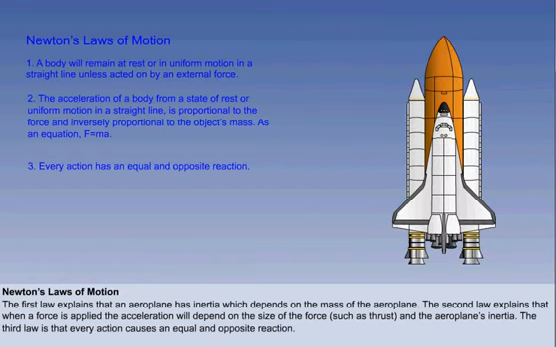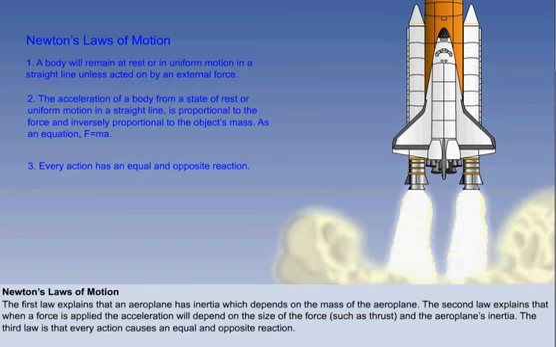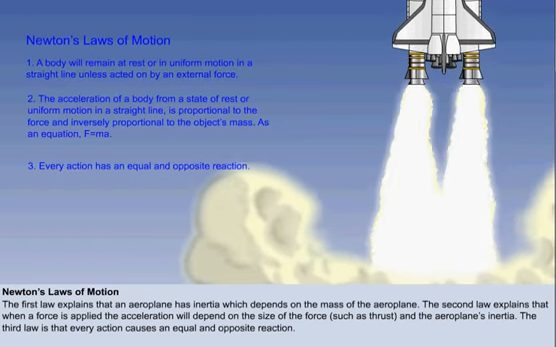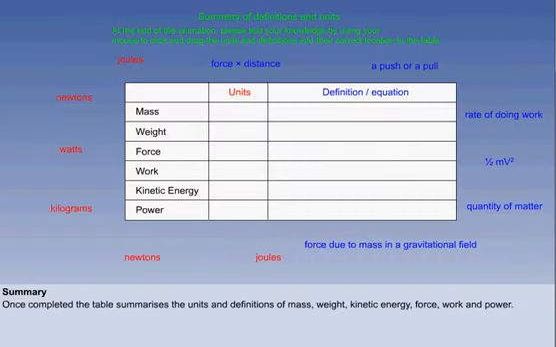Newton's third law of motion states that every action has an equal and opposite reaction. It is the reason why a rocket or jet engine, which forces air backwards, gives the rocket or aeroplane a thrust force forwards. In summary, this lesson has looked at the definitions and units that are needed in principles of flight, together with Newton's laws of motion.